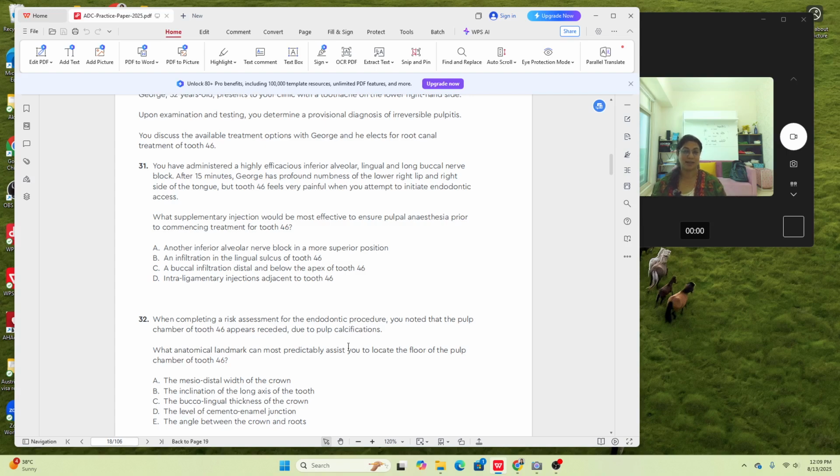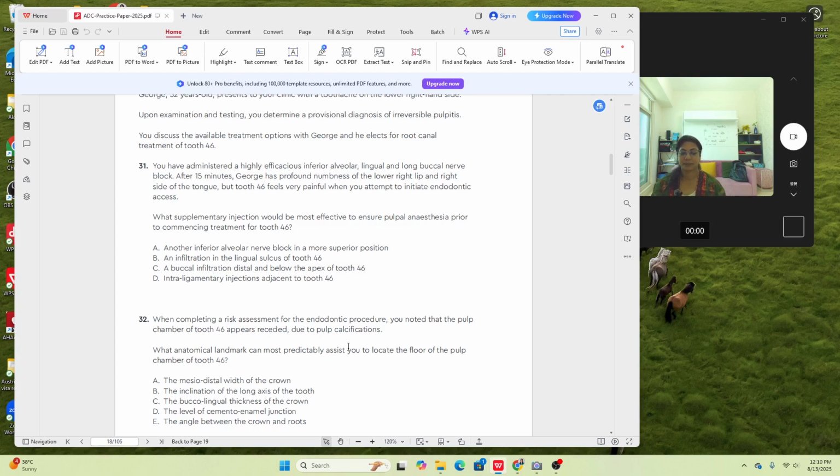Is it a straight canal? Is it a calcified canal? Is it a curved canal? How is the location, axis, basically obstacles for you for obturation. So you're doing a risk assessment as to how much headache this tooth is going to give me, kind of like that. You noted that the pulp chamber of tooth 4-6 appears receded.